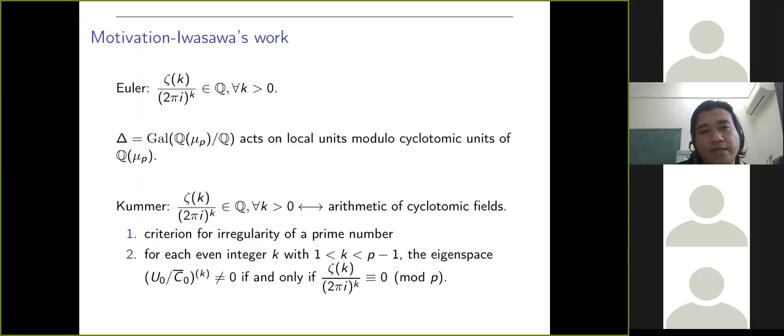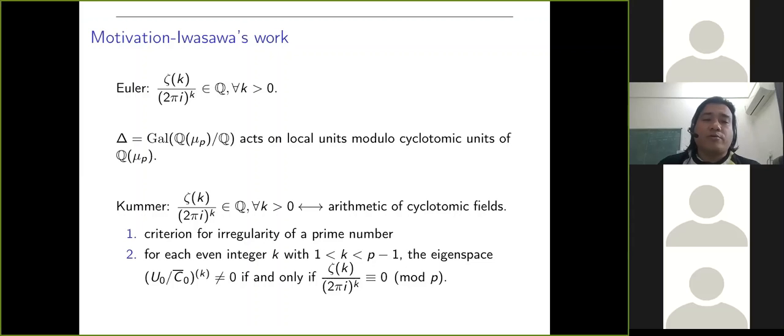So this is kind of striking. On the one hand, I have these completely analytic numbers, zeta k divided by 2 pi i raised to the power k, and on the other hand, I have this completely algebraic set, which is the units modulo the cyclotomic units.